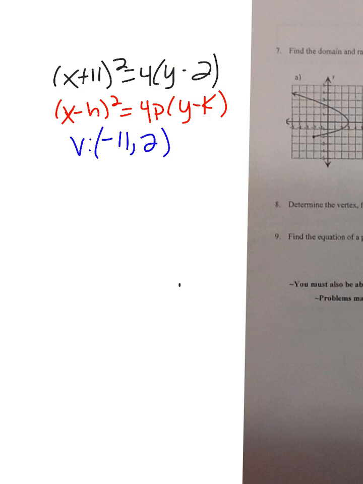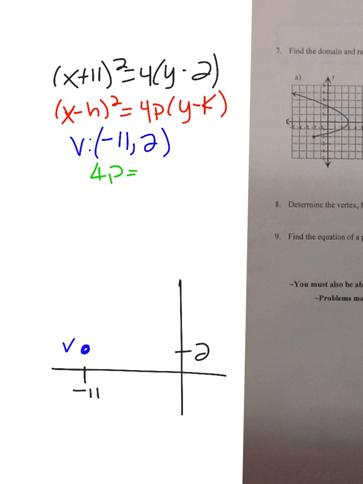So let's draw a picture. Now I have negative 11, 2. That is my vertex. Now I need my 4p. 4p is equal to 4, so that means p is equal to 1. That means from vertex to focus, I'm going up 1 unit. From 2, if I go up 1 unit, that puts me at 3, and that would be my focus.